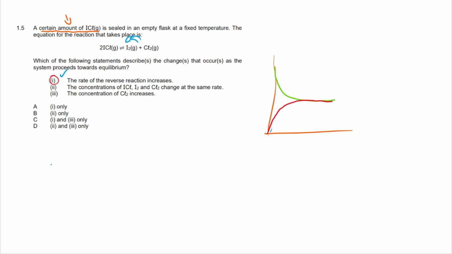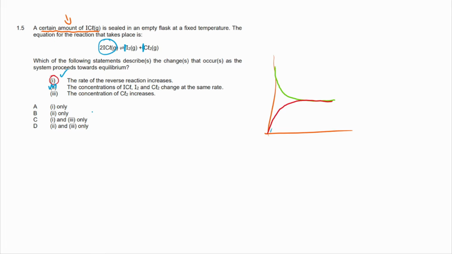All right, let's look at II. They say the concentrations of ICl, I2, and Cl2 change at the same rate. The concentrations of I2 and Cl2 increase at the same rate. That is true, and that's because they have the same balancing number. But ICl is actually going to decrease at twice the rate, because you need two molecules of this to create one molecule of this and one molecule of that. So the concentrations do not change at the same rate.